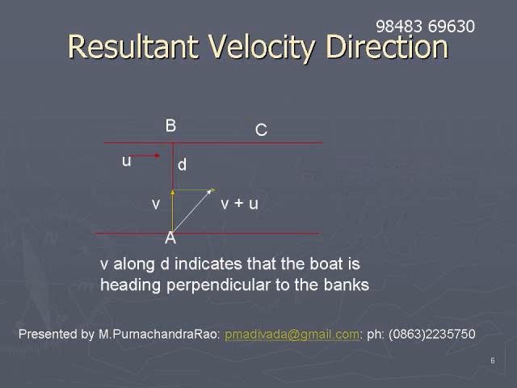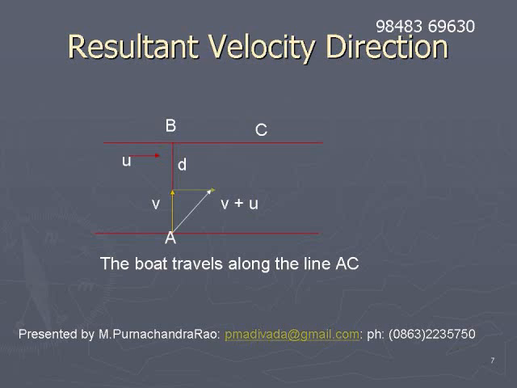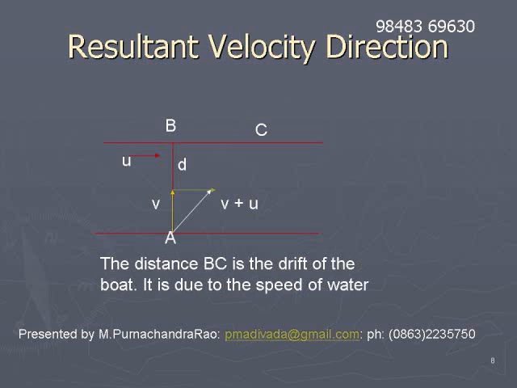So when a boat heads perpendicular to the banks, here in this case the vector v is directed towards B, which is perpendicular to the banks. So it is heading perpendicular to the banks, but actually it travels along AC with a velocity v plus u, because of the flow of water. The water drifts the boat towards sea.